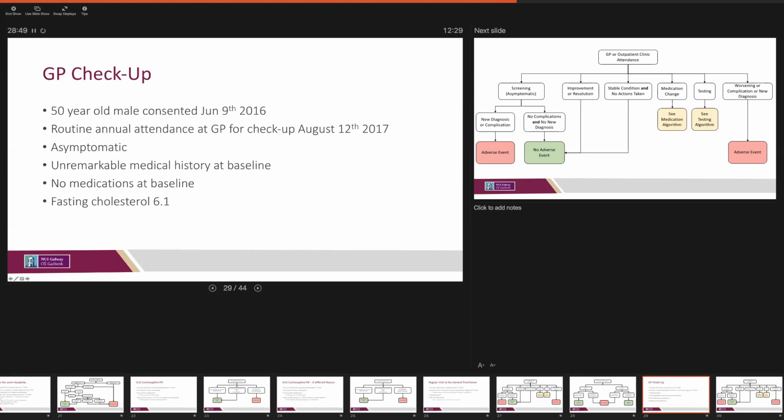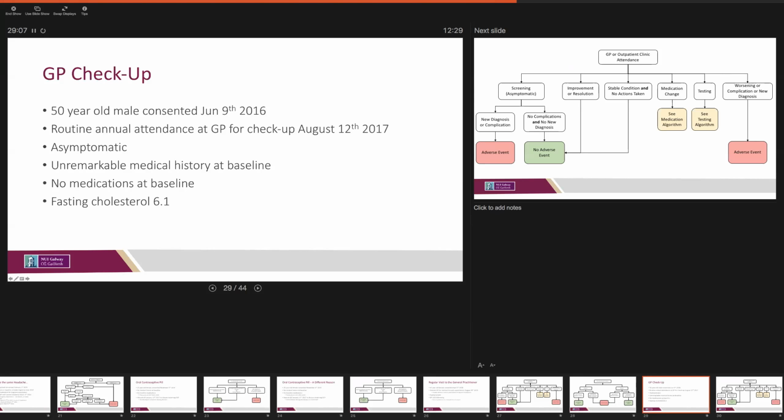Again, another GP assessment, a very common one of people going to their GP, feeling fine, goes for their usual checkup, 2 months into a clinical trial, no symptoms, no problems, no medical history, no treatment, and they find that their cholesterol is elevated at 6.1. For those of you, the normal cholesterol is usually less than 5.